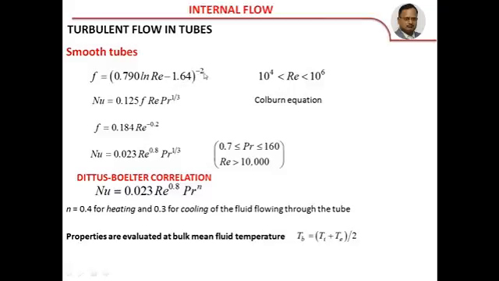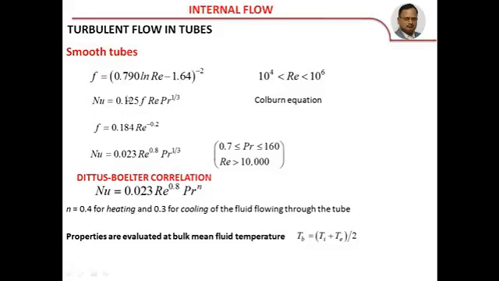And for turbulent flow in tubes, that is when Reynolds number is greater than 2300, as we have seen, if it is a smooth tube, f is equal to (0.79 ln Re minus 1.64) to the power minus 2, where Reynolds number ranges from 10 power 4 to 10 power 6. And the equation for Nusselt number is 0.125 f Re Pr to the power 1 by 3, and this is called the Colburn equation. 0.125 is nothing but f by 8.